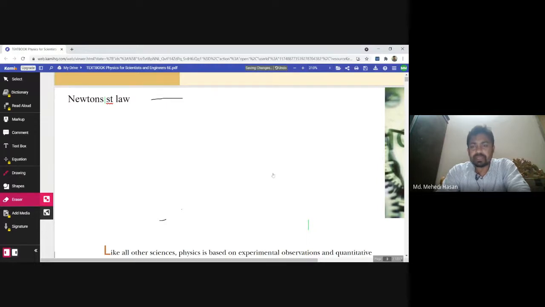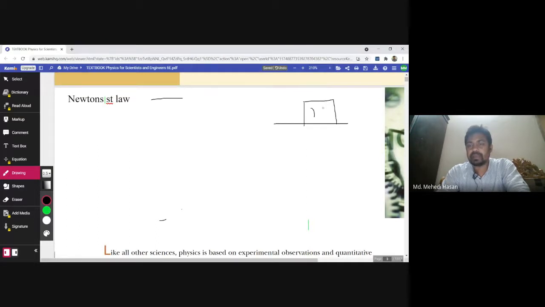First, let's just consider a scenario like this: there is an object on a surface, the mass of the object is m, and we are applying a force along that direction.